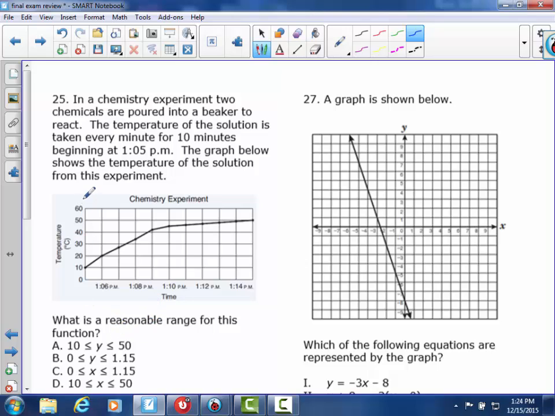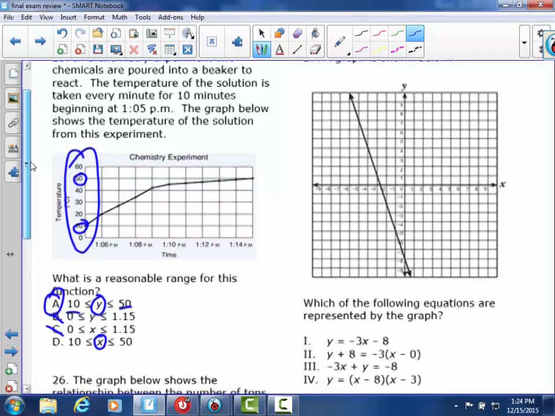Okay, so the range is measured along the y-axis. So we started at 10 and we go to 50. So from 10 to 50. Difference, y versus x. We measure y along the vertical, so A is the best answer.